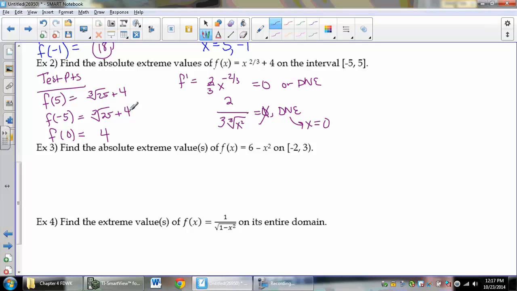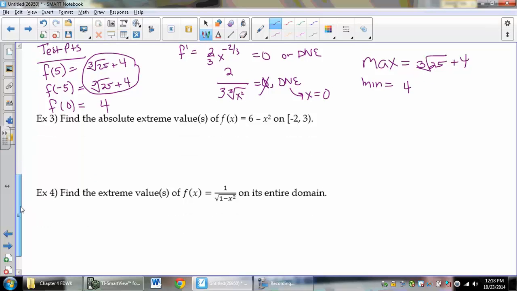So what's my maximum value? Well, my maximum value is this. It doesn't matter that it happened twice. I just want to know the extreme value. So my max is the cube root of 25 plus 4. And my min is 4. Okay?